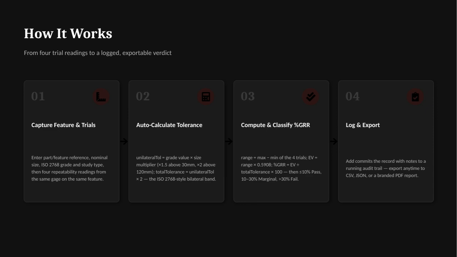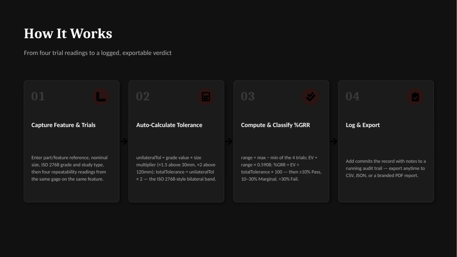The third step is to compute and classify the %GRR, that is, the gauge repeatability and reproducibility percentage. We take the range between the maximum and minimum of your 4 trials, then multiply that by a statistical constant to get the equipment variation, or EV. Dividing EV by the total tolerance and converting it to a percentage gives us %GRR. Based on this value, we classify the results as pass if it's 10% or less, marginal between 10 and 30%, and fail if over 30%. Each category is visually marked with a badge color and gauge fill for clarity.